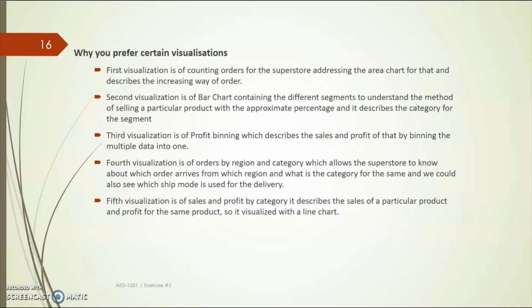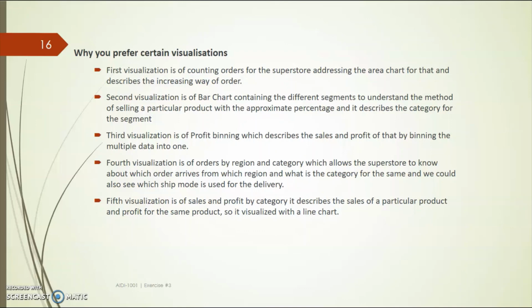And the third visualization is a profit binning, and it describes the sales and profit by binning the multiple data into one. The fourth visualization is orders by region and category, and we could also see which ship mode is used for the delivery, and it is used to know which order arrives from which region and what is the category for the same.